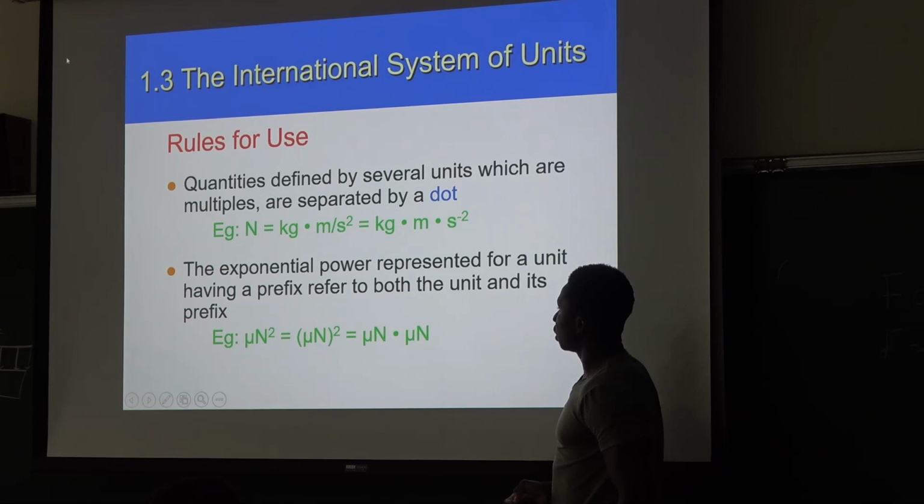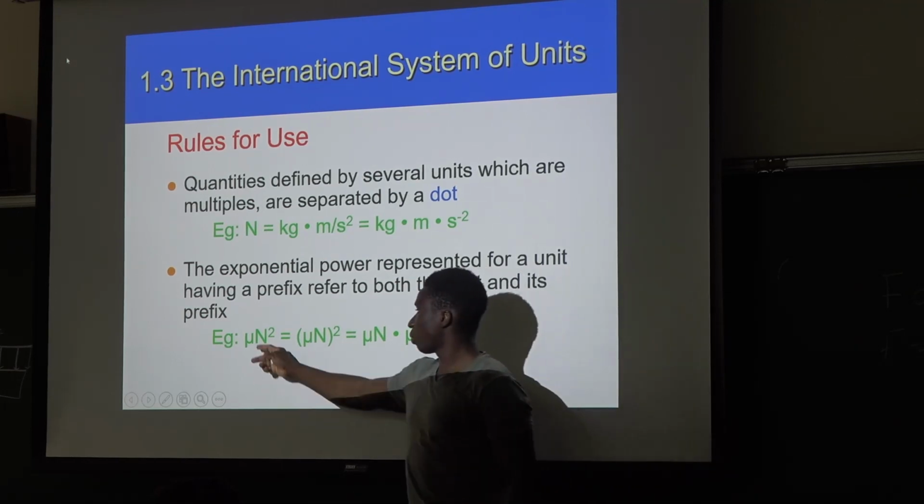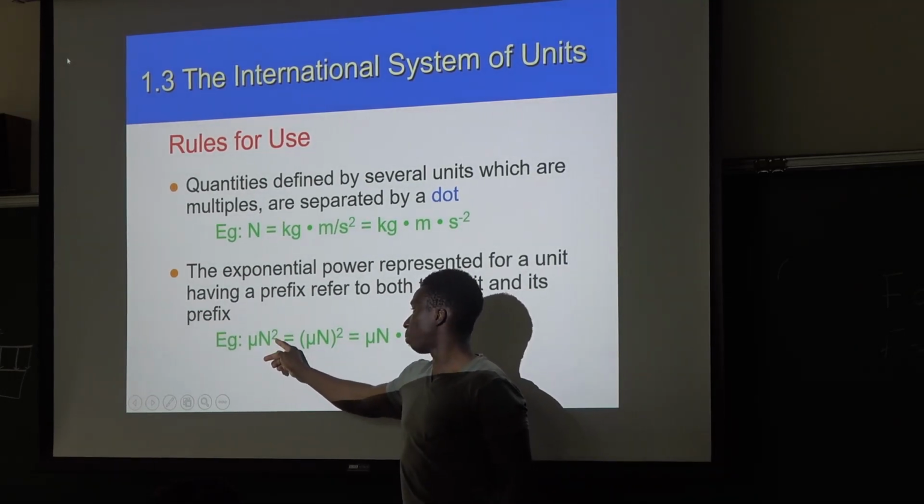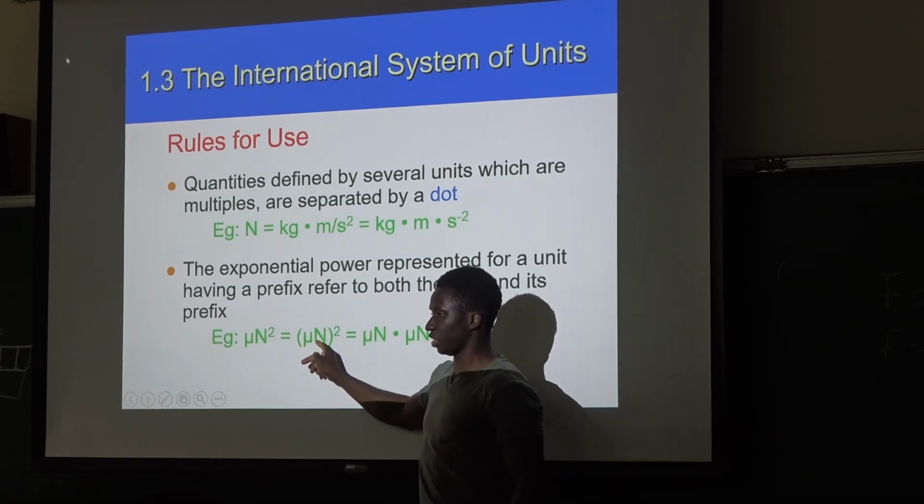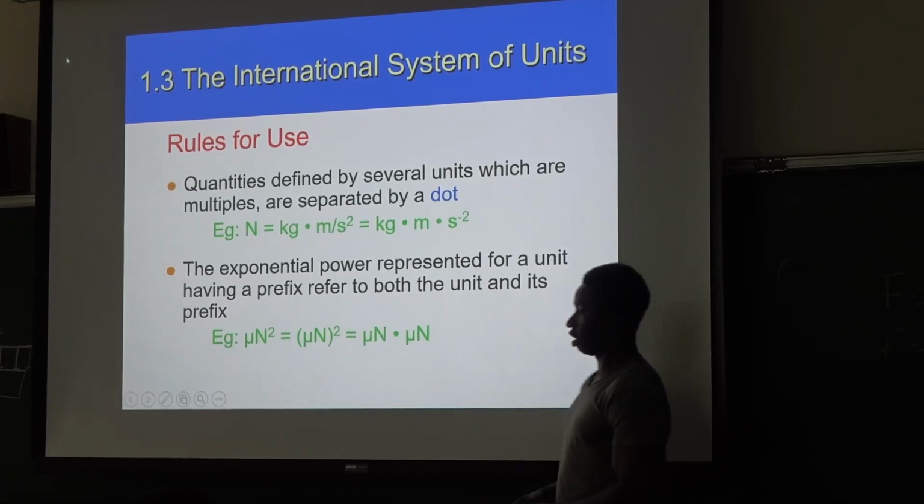And it says the exponential power represented for a unit having a prefix refers to both the unit and its prefix. So for example, here we have the micro Newton, and then to the power 2 typically can be written like this: micro and Newton, all can be squared.